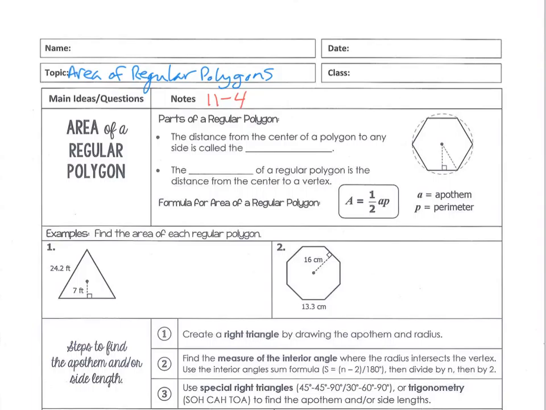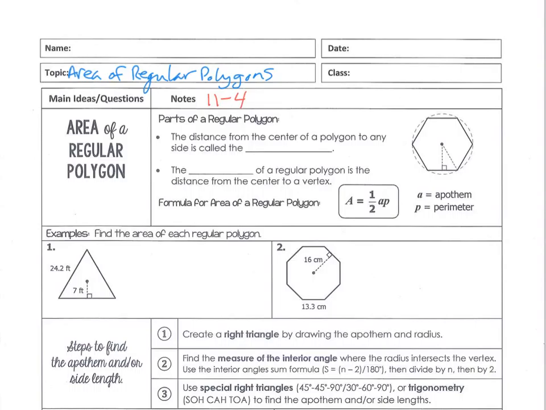Can anybody tell me what you remember about what a regular polygon is? Come on, prior knowledge. What makes a polygon? Closed figure. What about the sides? Straight sides. So what makes this a regular polygon? Well, it's a polygon, but what makes it a regular polygon? Well, a square and an equilateral triangle are regular polygons.